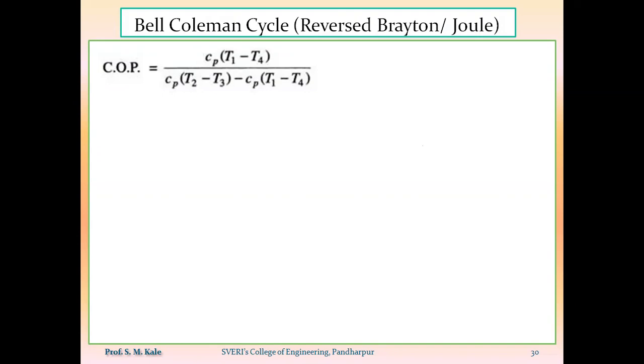So here at the denominator, the Cp term is constant. If I take that Cp term as a common term, then the Cp from the denominator will get cancelled with the Cp in the numerator. And finally, I will get the equation for the COP is equal to (T1 minus T4) divided by (T2 minus T3) minus (T1 minus T4).